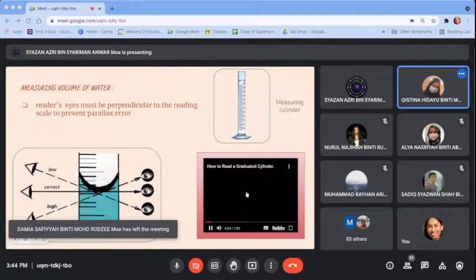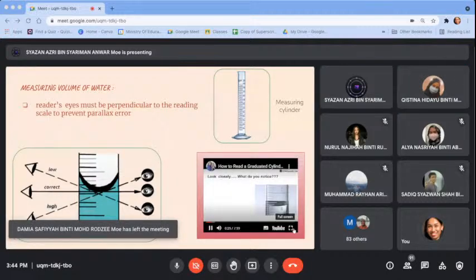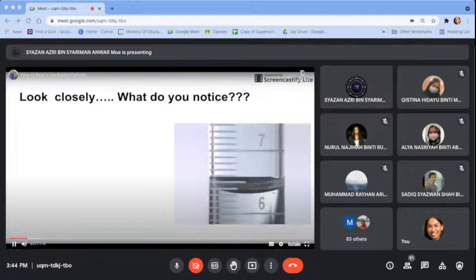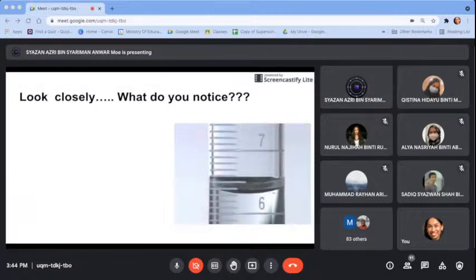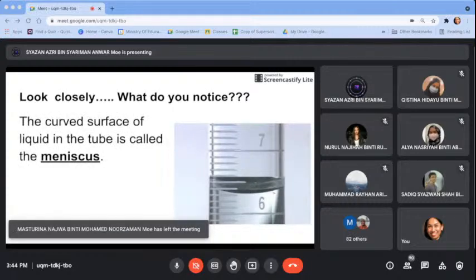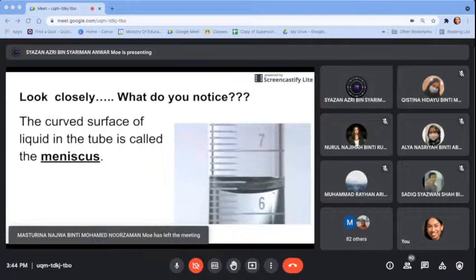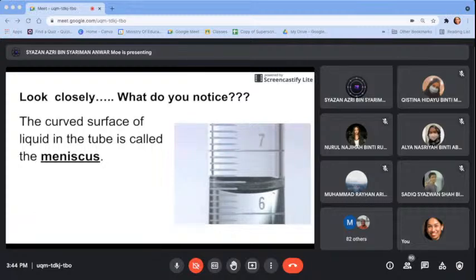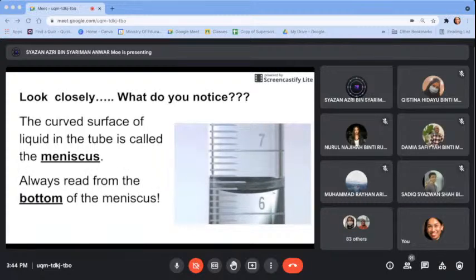What do you notice about the water? If you look closely, you would see that the water is curved and it dips down. There's a special name for this. The name of the curved surface of the liquid that's in a tube is called the meniscus. Now, when you're reading a graduated cylinder, it's important to always read it from the bottom of the meniscus.